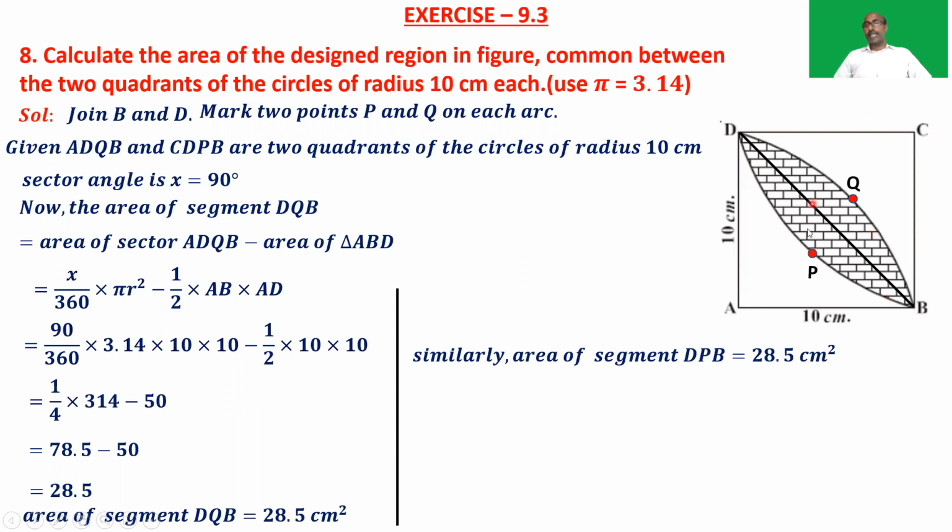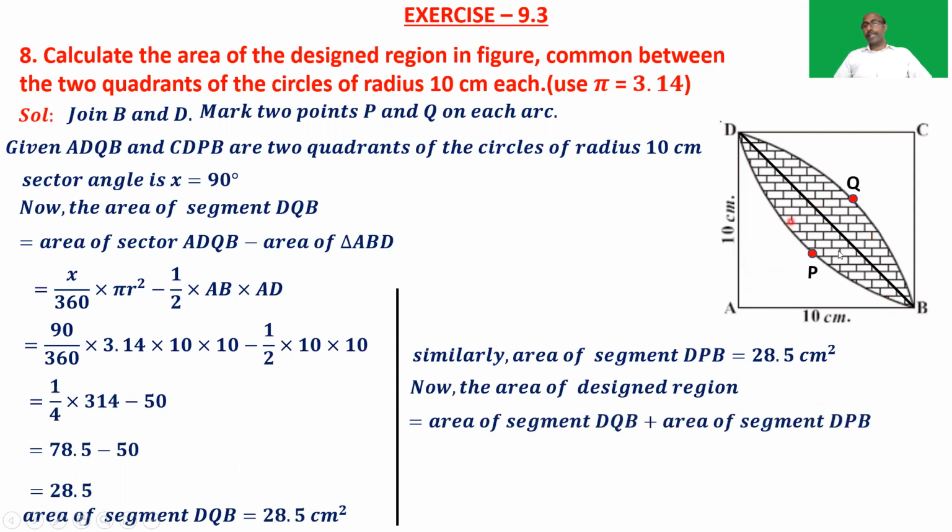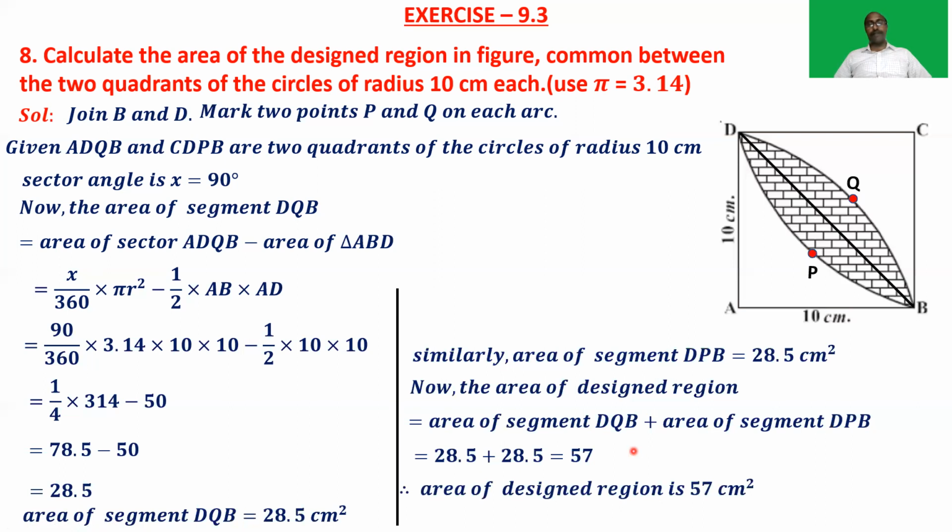Now, the shaded region is the combination of these two segments. So the area of the shaded region is the area of segment DQB plus the area of segment DPB, which is 28.5 plus 28.5, equal to 57. So the area of the shaded region is 57 centimeter square.